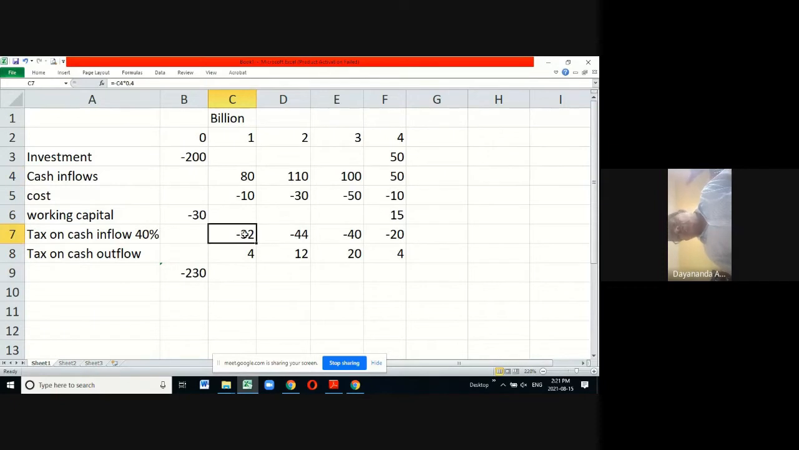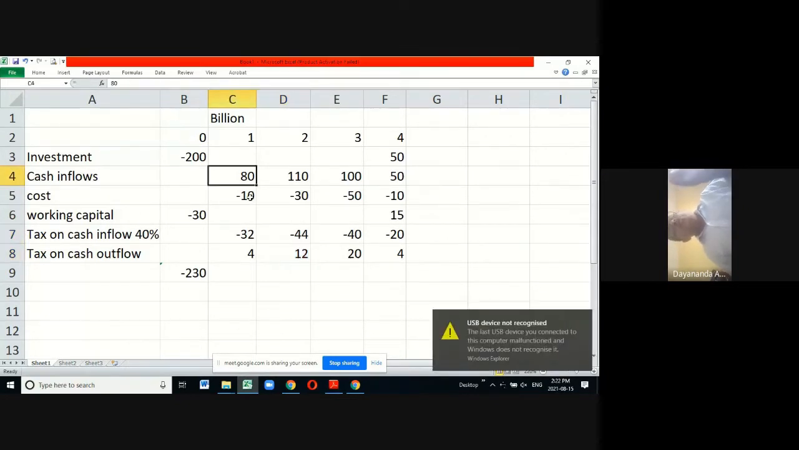That is 30 rupees you are paying on income, and there is a saving. You are not paying tax. You will deduct your tax payment by 4 rupees. Altogether, your total tax payment would be 28. Here 44 minus 12. So basically we put the 40%, you apply the 40% on cash inflow and you apply the 40% on cash outflow.